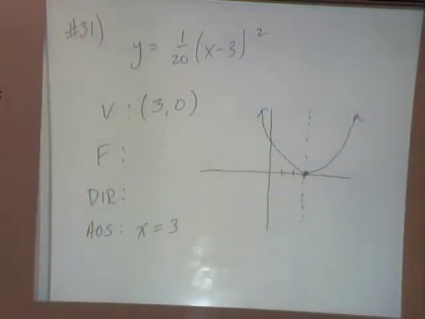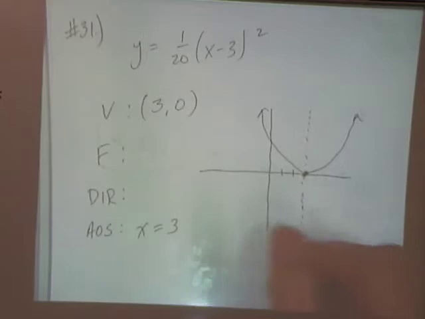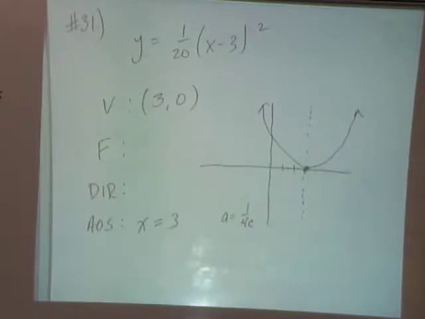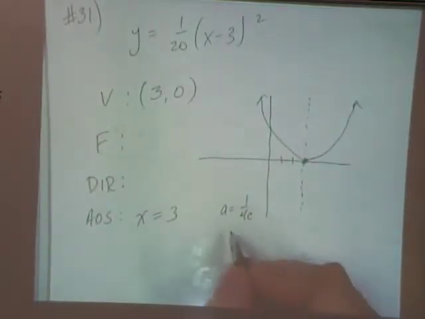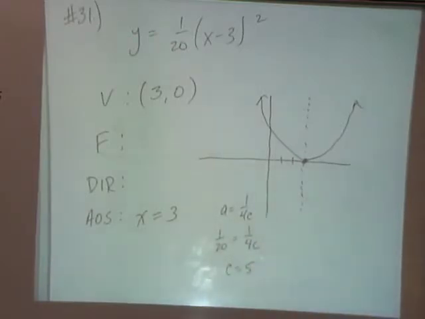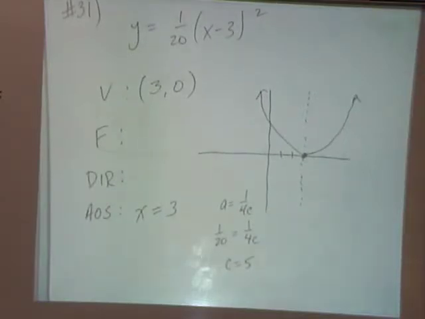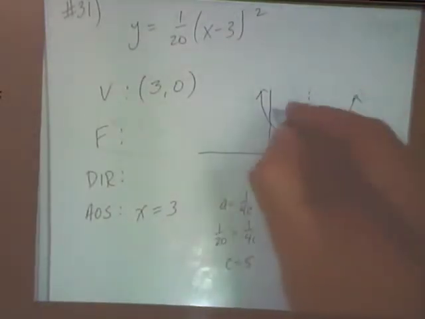So how far away is my focus from my vertex? I do know that a is equal to 1 over 4c, and c is that distance that we're looking for. So in this case, 1 over 20 is equal to 1 over 4c, so c has to be equal to 5. That's the distance from the vertex to the focus, so up 5.